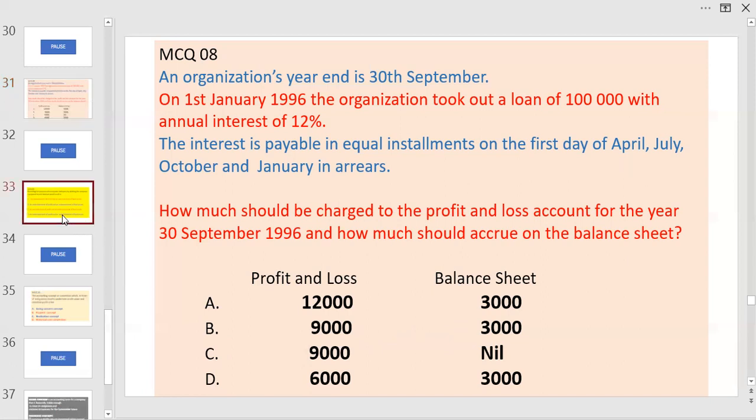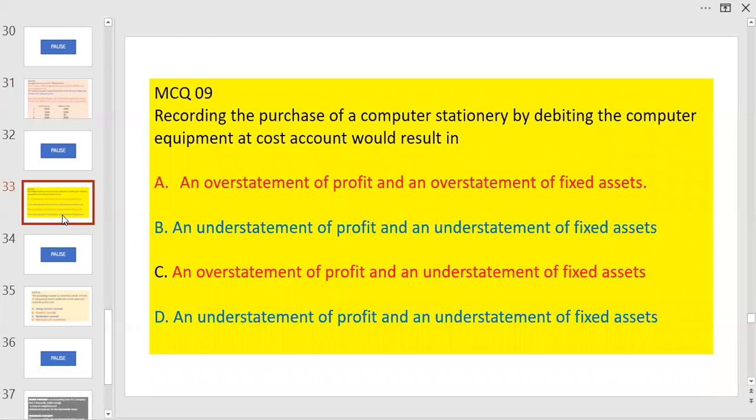Now we move on to the next question, where they say, recording the purchase of computer stationery by debiting the computer equipment at cost account would result in: A, an overstatement of profit and an overstatement of fixed assets. B, an overstatement of profit and an understatement of fixed assets. C, an overstatement of profit and understatement of fixed assets. D, an understatement of profit and overstatement of fixed assets.